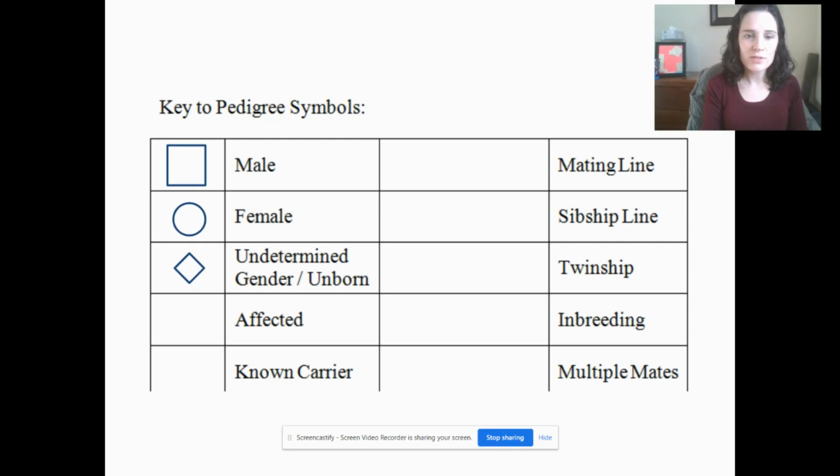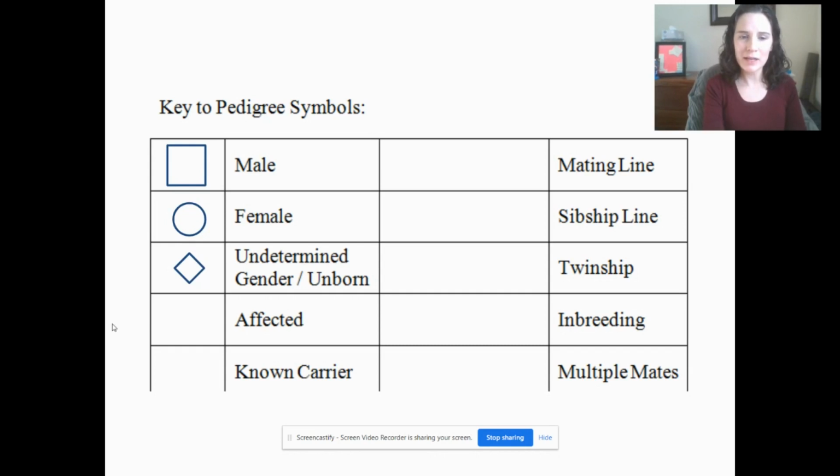In addition, if somebody is unborn, so it's a baby and they haven't determined the gender yet, but we know that there is going to be a baby created, we would use that diamond symbol for them. A good way to remember it is that this system was designed by male scientists, and so they determined that females are curvy, so they did circles for females.